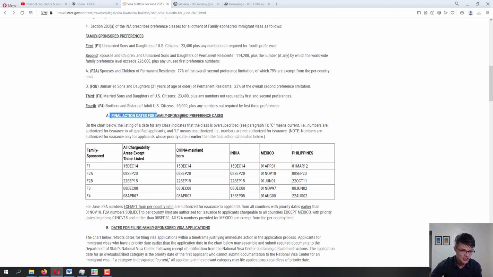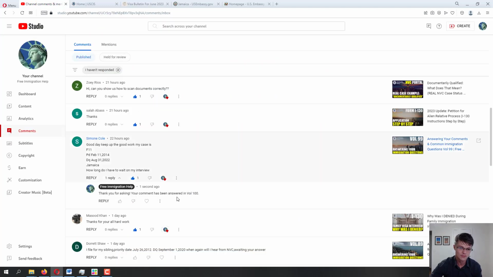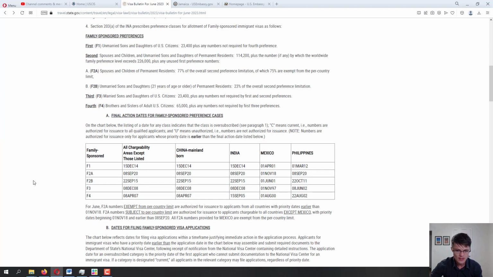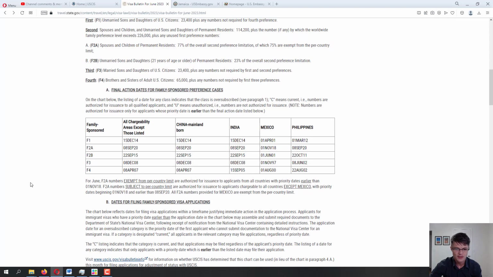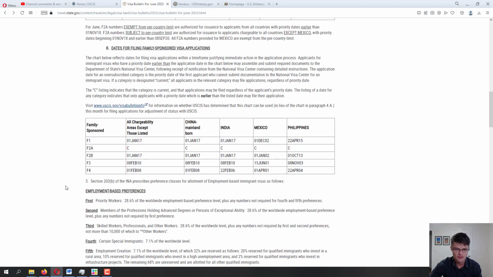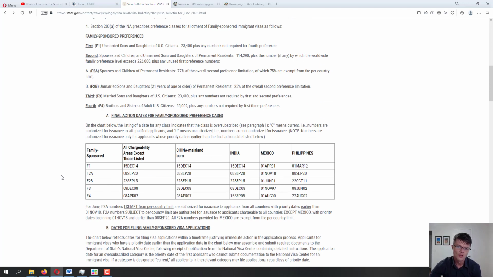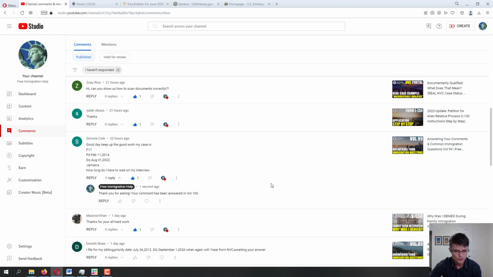Again, we're looking at the final action graph because Dora was already documentarily qualified, so the final action was already taken. So the original priority date is July 2012. Looks like right now, for all chargeability areas, wow, it's April 2007. So April 2007 to July 2012, roughly 5 years. Roughly 5 more years, Dora, you have left to wait for the priority date to become current, so that the backlog is reached.